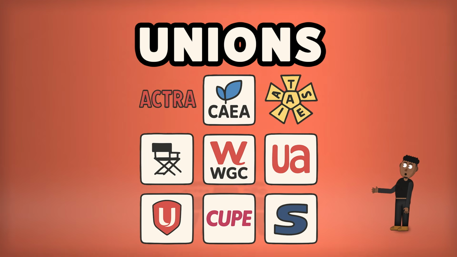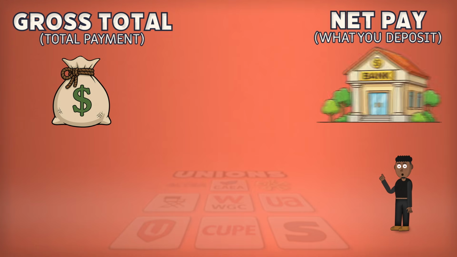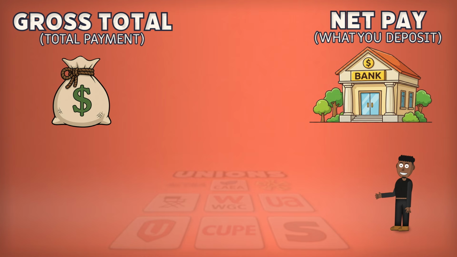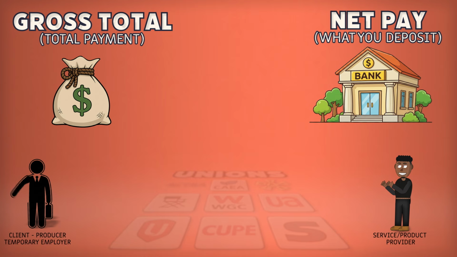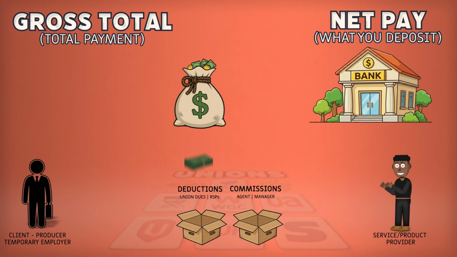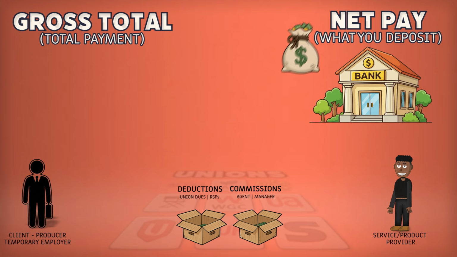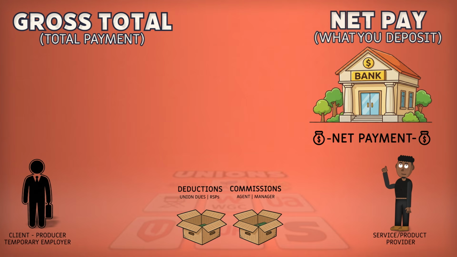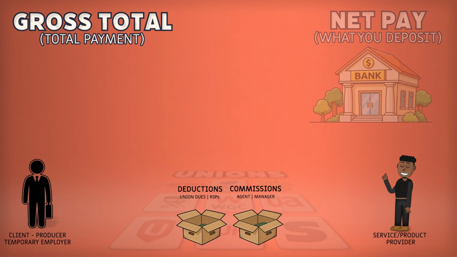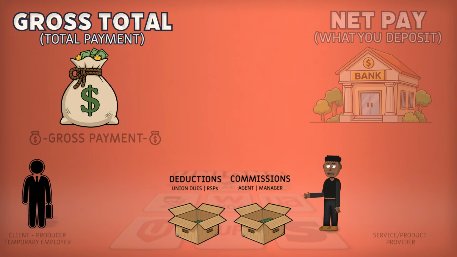If you're a member of a union, chances are your gross total payment is not the same as the amount that is going into your bank account. The gross total payment is the total amount of money that the client sent in your direction for your service. But as it travels to you, a portion is taken out for certain deductions and your agent commissions. When it finally gets to you, what's left over is known as your net payment. The net payment is not what you record on your spreadsheet, however. You record your gross payment because these amounts are being written off in your spreadsheet as expenses.